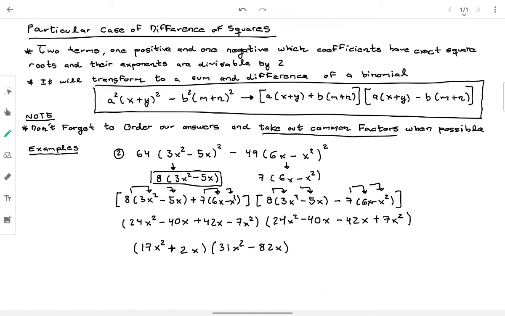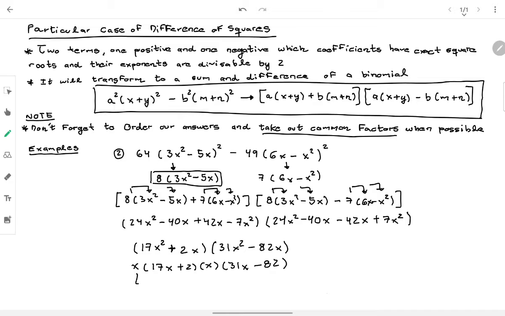And in this case, it's very important, if we can take out something, we need to take it out. So in this case, on the first parenthesis, I can take out an x. It's going to be 17x plus 2. On the second one, I can take out also an x. And it's going to be 31x minus 82.